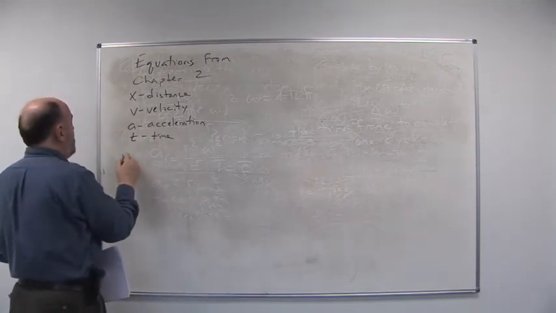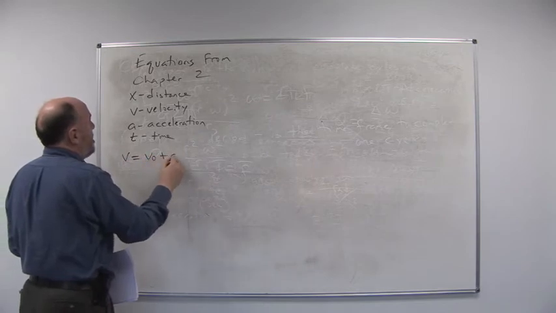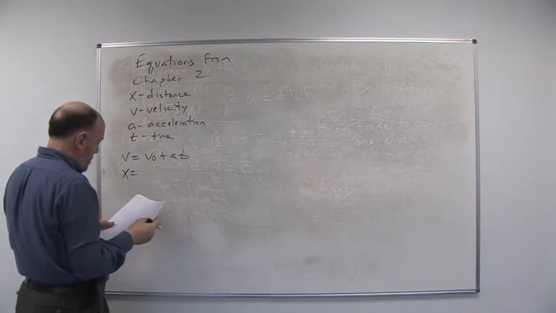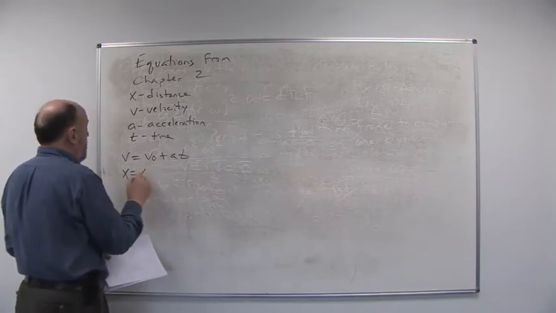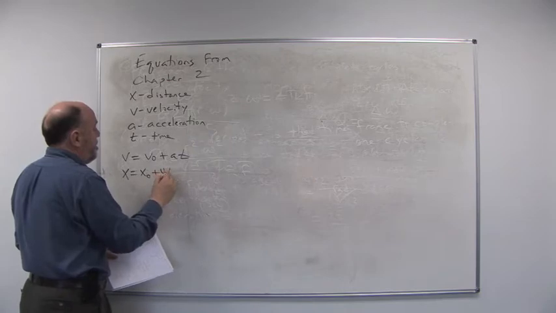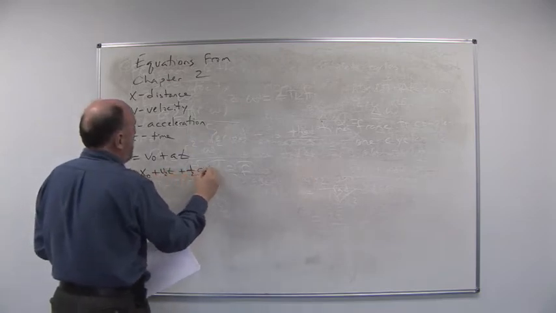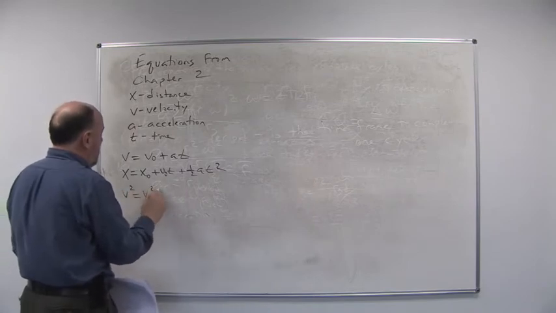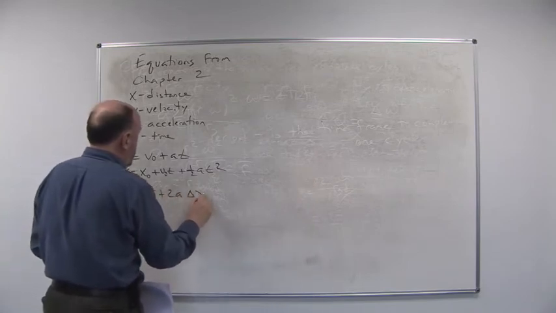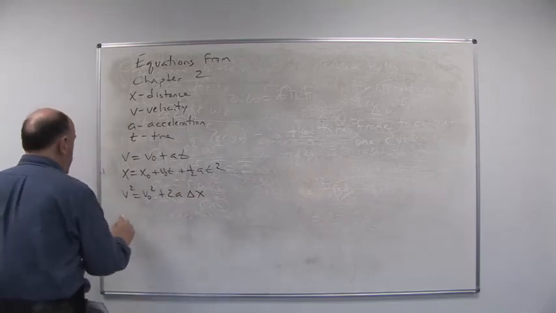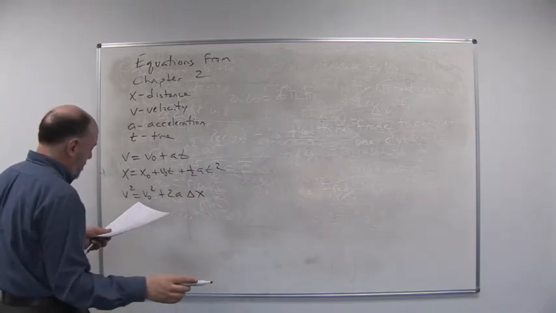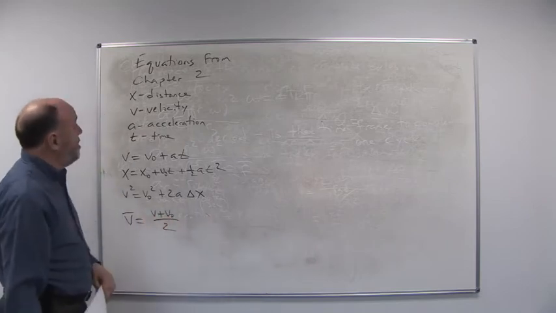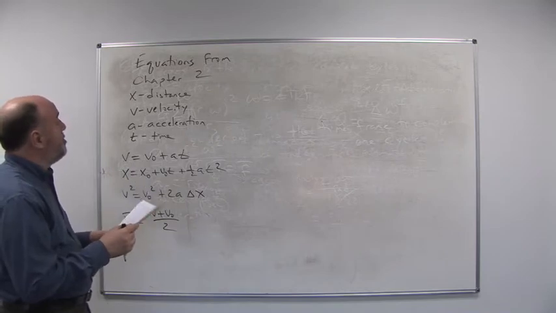And so we have these equations: v equals v naught plus at, x equals x naught plus v naught t plus 1/2 at squared. v squared equals v naught squared plus 2a delta x, and v bar, which is average velocity, was v plus v naught over 2. And those were what we had from chapter 2.